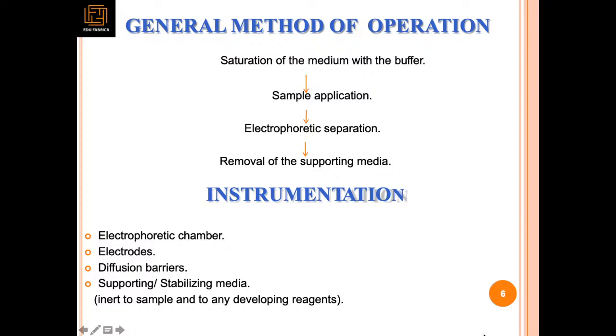Small quantities of samples can be analyzed, and the cost is low and it is easy to maintain. Now the general methods of operation: saturation of the medium with the buffer, sample application, electrophoretic separation, and removal of the supporting medium. These are the general operations that we do under zone electrophoresis. The instrumentation that we use in most cases is an electrophoretic chamber, electrodes, diffusion barriers, and supporting stabilizing media.